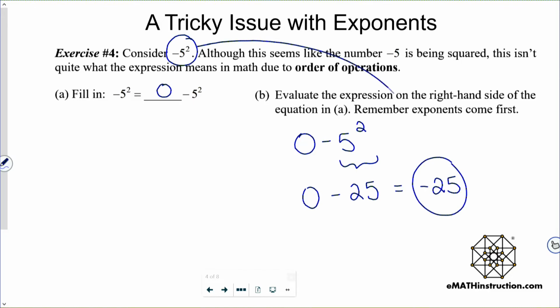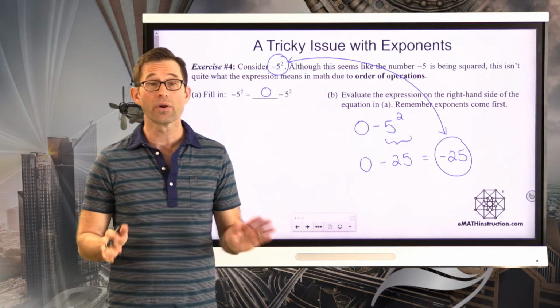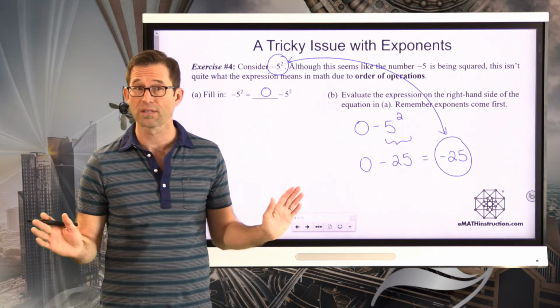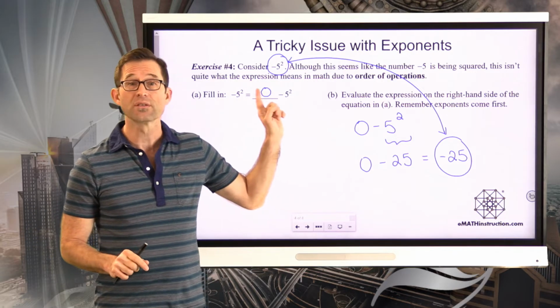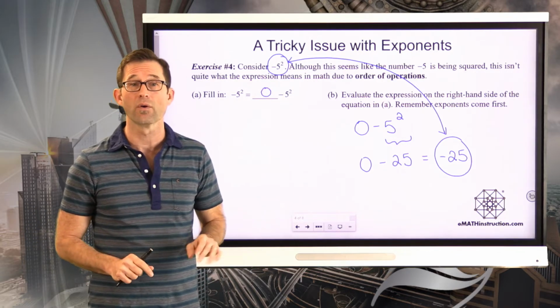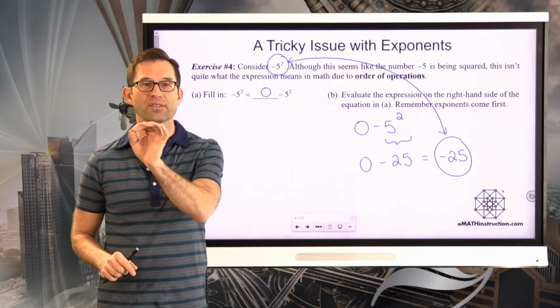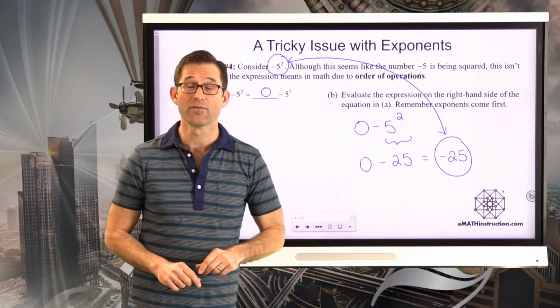So this expression, although it very much seems like it should be -5 squared, and let's be very clear, (-5) squared, which is -5 times -5, is +25. There's no question about it. But this doesn't mean (-5) squared. It really means 0 minus 5 to the second power, and that happens to be a negative.